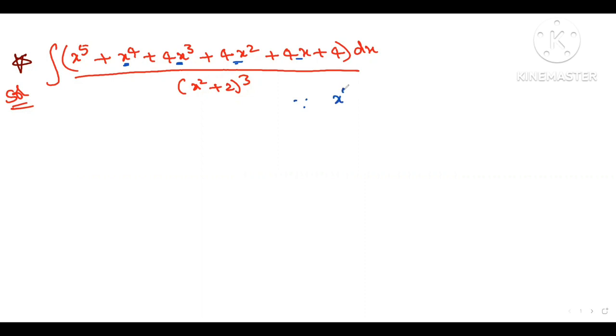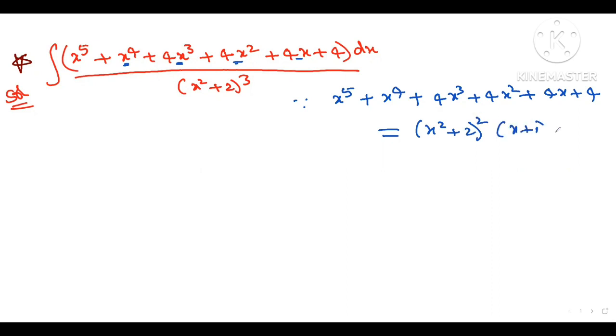Okay, x to the power 5 plus x to the power 4 plus 4x cube plus 4x square plus 4x plus 4 can be written as x square plus 2 whole square into x plus 1. Why? Because minus 1 is one of the roots of this expression, so x plus 1 is a factor.